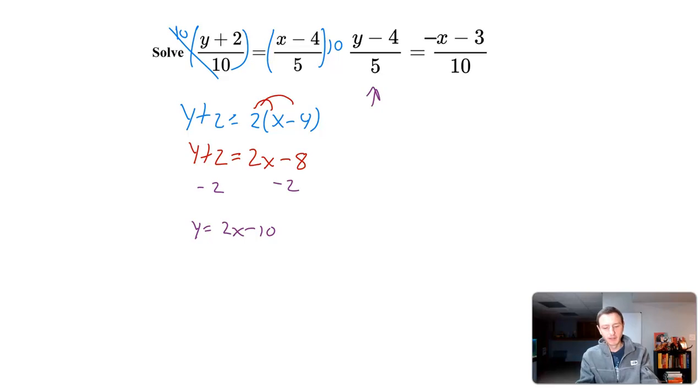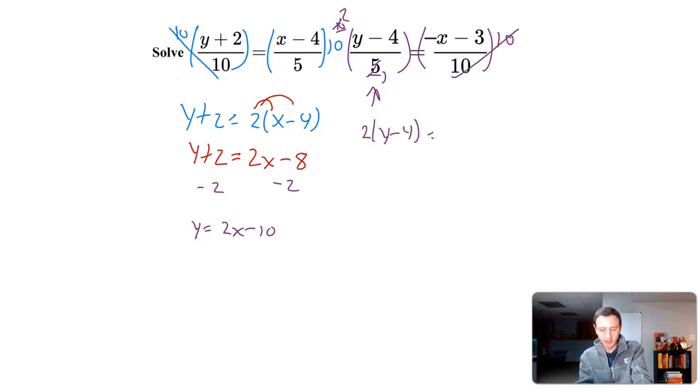And before I do that, let's condense this one down a little bit, because I can do the same thing. I can multiply both sides by 10 because I have that 10. So 10 divided by 5 is going to be 2, and I have 2 times (y - 4) equals, the 10s are going to cancel, -x - 3. I don't see any harm in working it down as much as possible. 2 times y is 2y, 2 times -4 is -8, equals -x - 3.